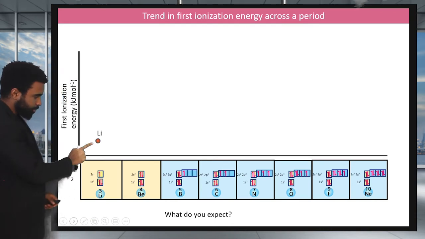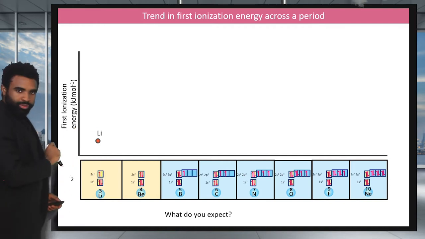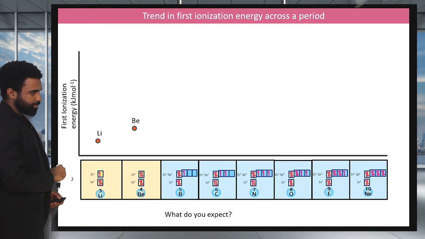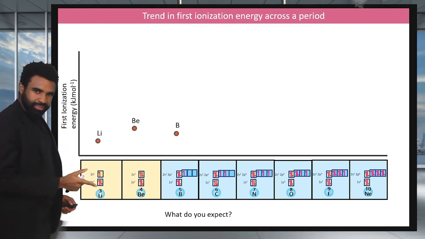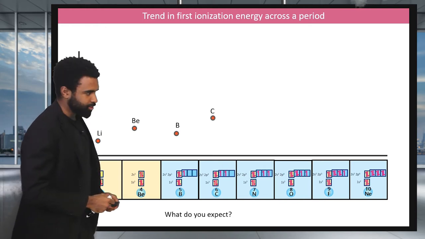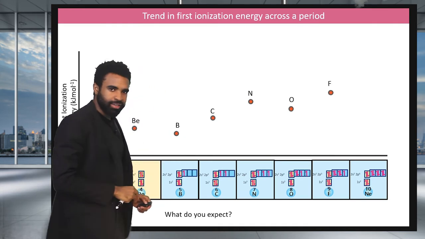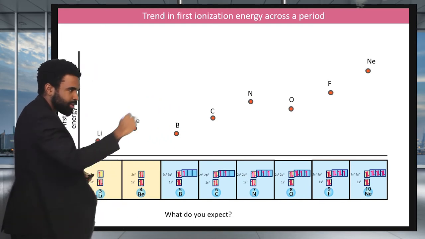So here we put some arbitrary point for lithium. This is how much energy it takes to pull out lithium's most loosely held electron, which will probably be that one. And then beryllium is harder. Okay, good. Boron is easier to remove that electron. Interesting. How about carbon? Harder. Nitrogen? Harder. Oxygen? Easier. Fluorine? Harder. Neon? Harder. So we do have that general trend, but there seem to be two discontinuities.